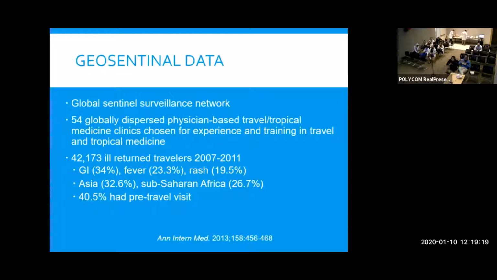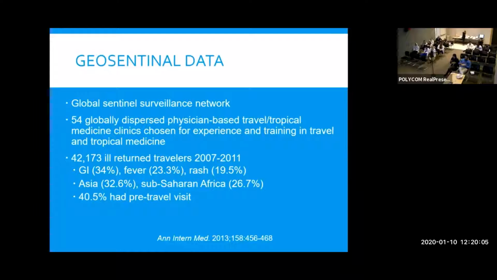So if we look at the GeoSentinel data from a surveillance network, and this is from Annals in 2013, the data haven't changed much. When we look at these clinics to look at what are the most prevalent conditions affecting ill returning travelers, we find that obviously GI problems is the most common at 34%, a third of them. But febrile illnesses comprise up to 23% of them, and then rashes around 20%.